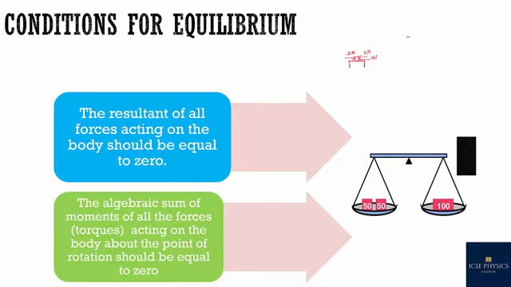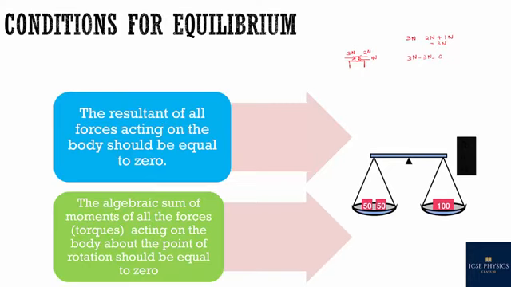Let's see. 3 Newton from this side, and from the other side 2 Newton plus 1 Newton. That is again 3 Newton. So what will be the resultant force? 3 Newton minus 3 Newton, that becomes 0. So the resultant of all the forces acting on the body should be equal to 0.